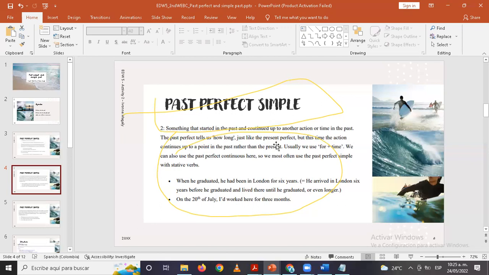Examples for this. When he graduated, he had been in London for 6 years. When he graduated, past simple, he had been in London for 6 years. That is past perfect simple. That means that he arrived in London 6 years before he graduated and lived there until he graduated or even longer. We don't know, yeah?